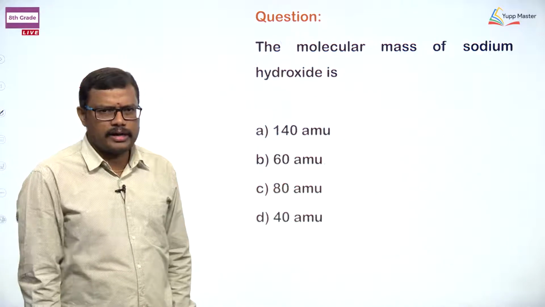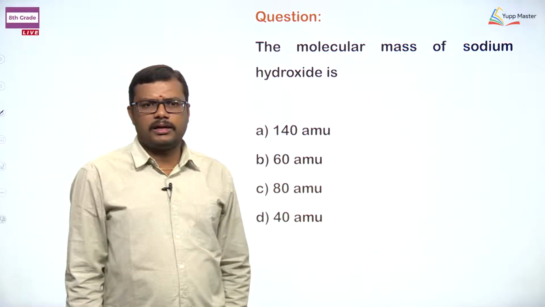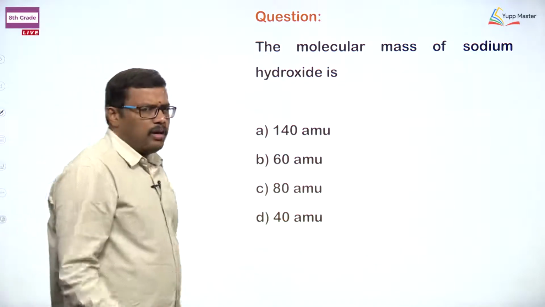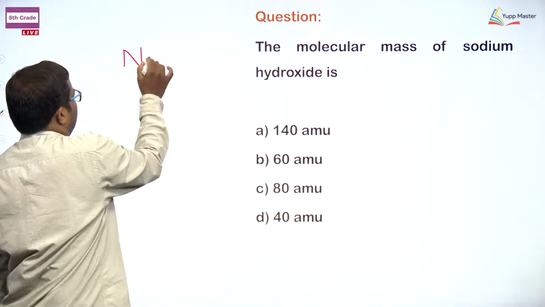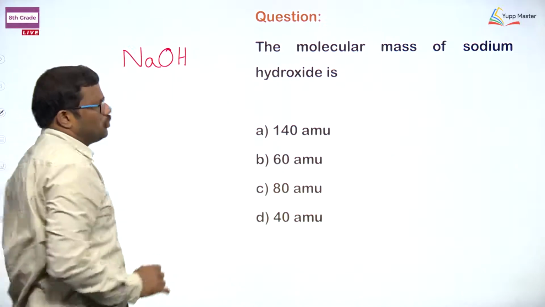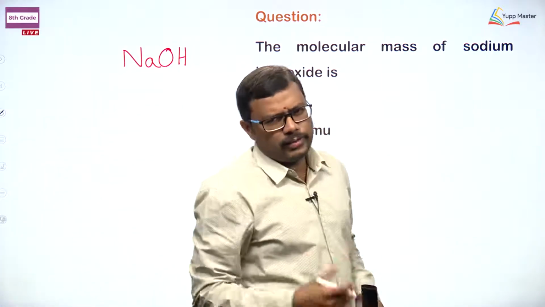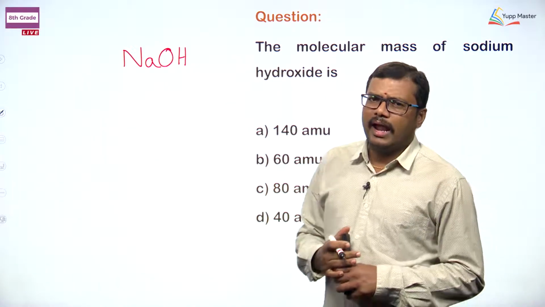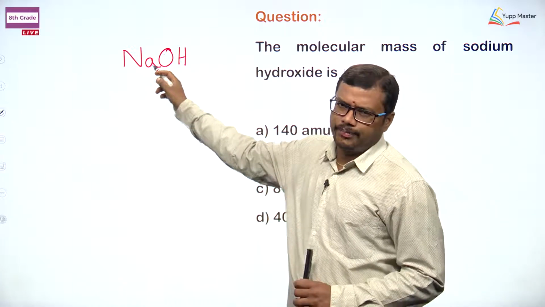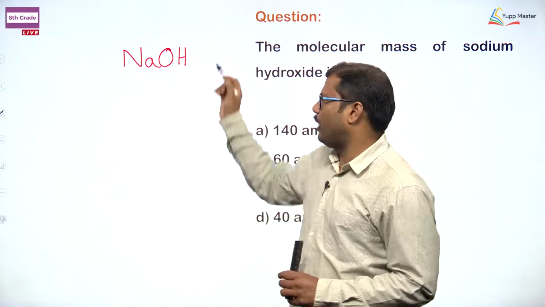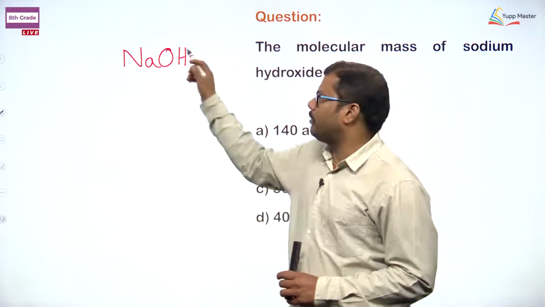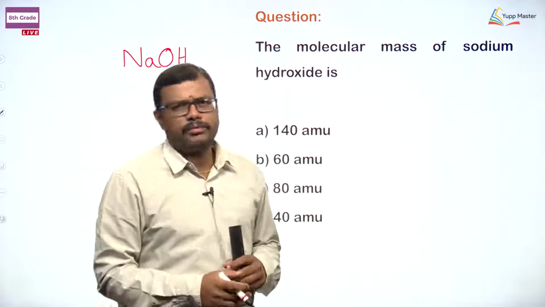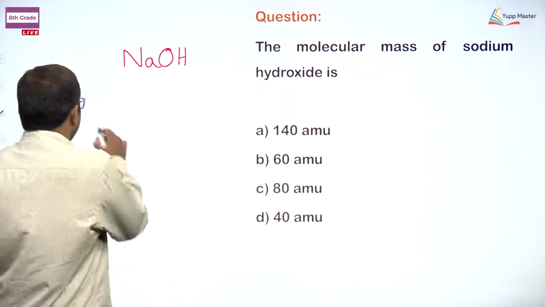Okay. Let us move on to the next question: the molecular mass of sodium hydroxide is to be calculated. Just now we have derived the formula, NaOH is sodium hydroxide. How to get the sodium hydroxide molecular mass? It can be obtained by adding the atomic masses of sodium, oxygen and hydrogen. Let us write how we are going to calculate.